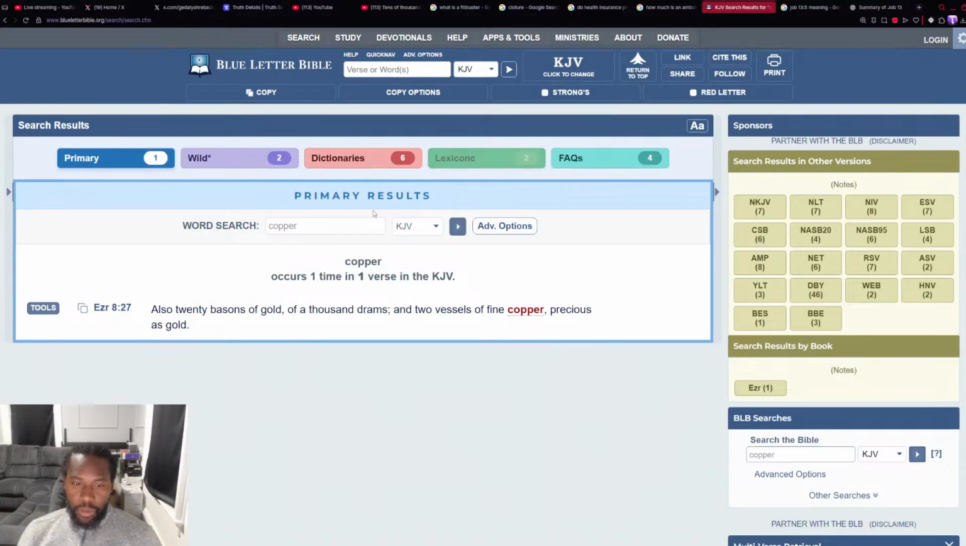KJV. Also 20 basins of gold of 1,000 drams and 2 vessels of fine copper, precious as gold. What's this talking about?